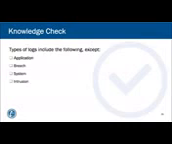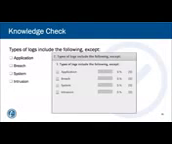Next question. Types of logs include the following except: application, breach, system, intrusion. Okay, a lot of folks going to breach. We have a couple on application, intrusion. Again, we're going back to that list we had of log types. And that is correct. Breach logs were not included in that list we had of types of logs.